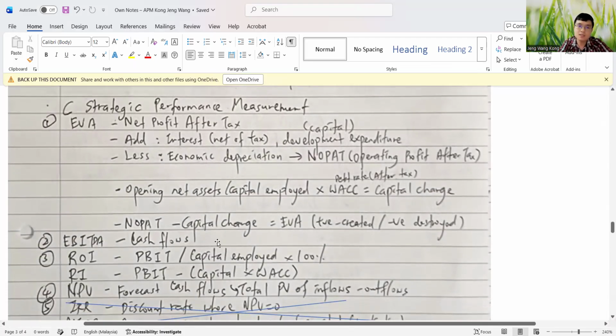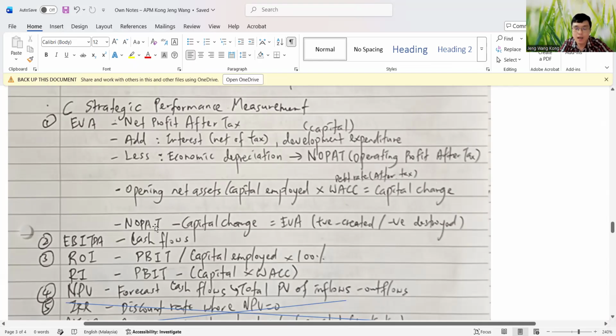Then this one is EVA. So the format: net profit after tax, add interest net of tax, add development expenditure that is capital in nature, less economic depreciation, then you get net operating profit after tax, NOPAT. Opening net assets, or capital employed, multiplied by WACC. This one is the capital charge. So for WACC here, you need to use the after-tax rate for the debt.